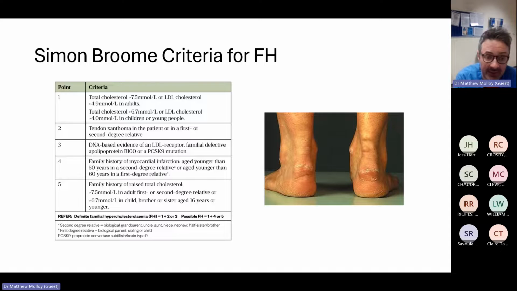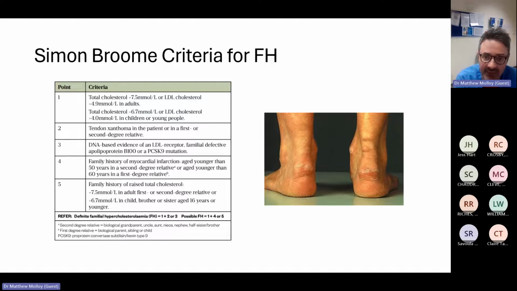So for a definite familial hypercholesterolemia diagnosis on the Simon Broome criteria, you have to have points 1 and 2 or 3. So you have to have, as an adult, a total cholesterol over 7.5 or an LDL cholesterol greater than 4.9, or in a younger person or child, the cholesterol has to be over 6.7 or the LDL greater than 4. In addition to this, they need to have tendon xanthoma in the patient themselves or in a first or second degree relative.